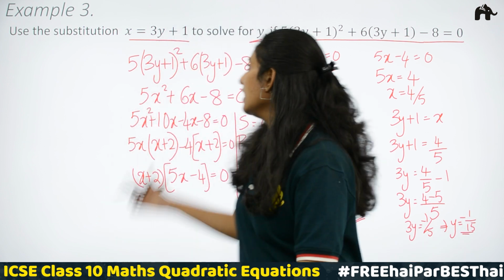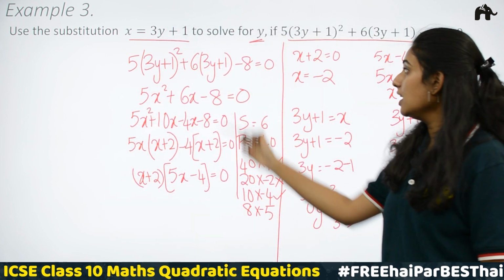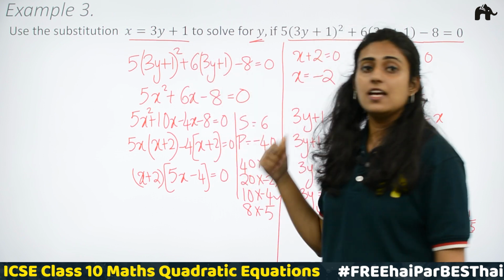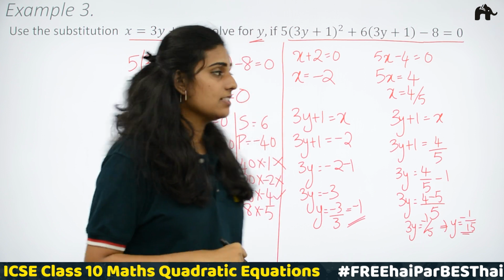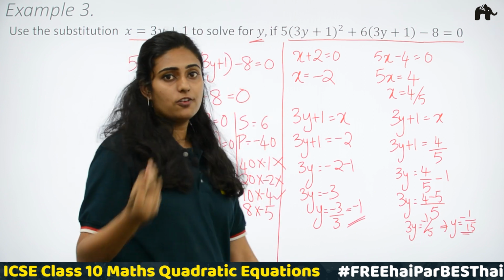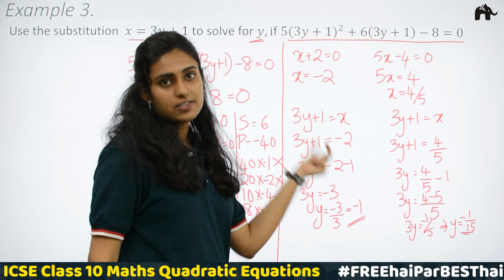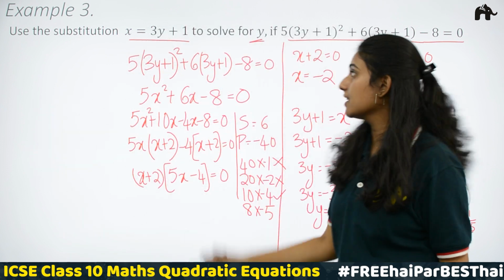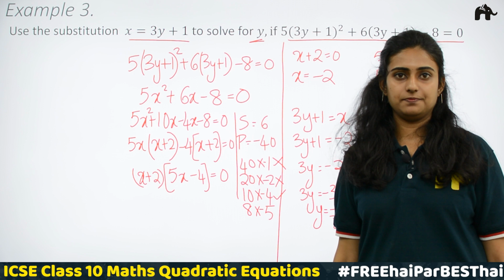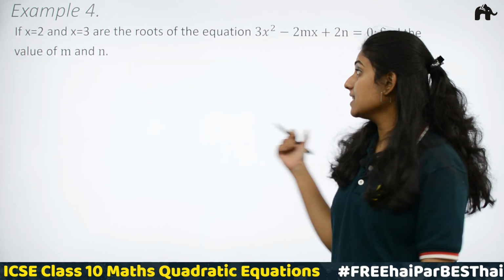Understood? Here in the equation, we are using a substitution, x is equal to 3y plus 1, with which we are finding the value of x first on solving the quadratic equation. After getting the value of x, we are finding the value of y, just by substituting here in the substitution, x is equal to 3y plus 1. Understood? Next, example 4.